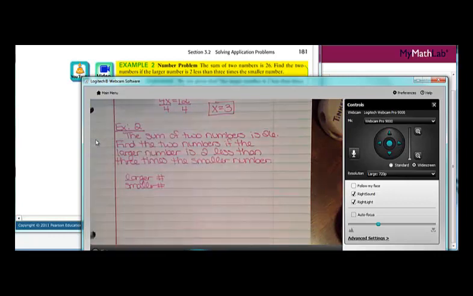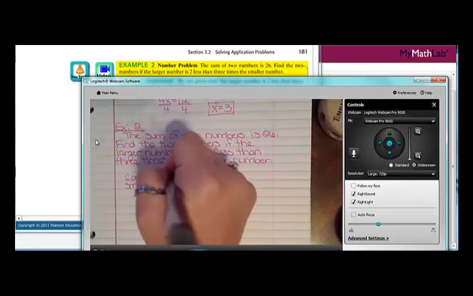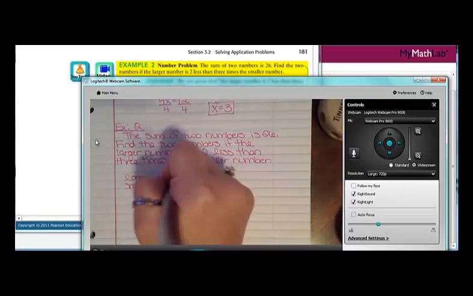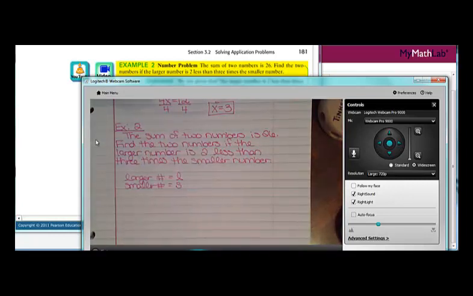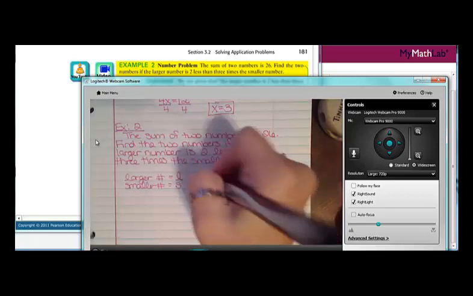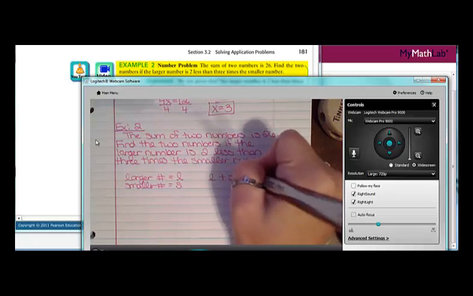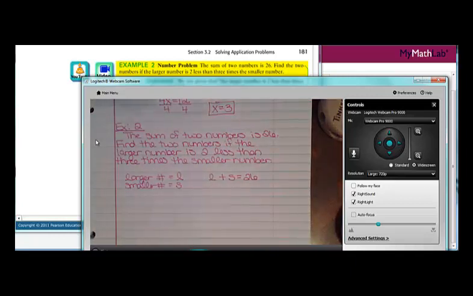Okay, so I'm just going to label my larger number with an L, and my smaller number with an S. If you like A's and B's or X and Y, you can do however you like. I like to do that so I can keep them a little bit straighter when I'm reading through the words. Okay, so the sum of 2 numbers is 26. So if I have my L and my S, it's going to be 26. I add them together. That's what sum means. So right there, we're finished with that first line.